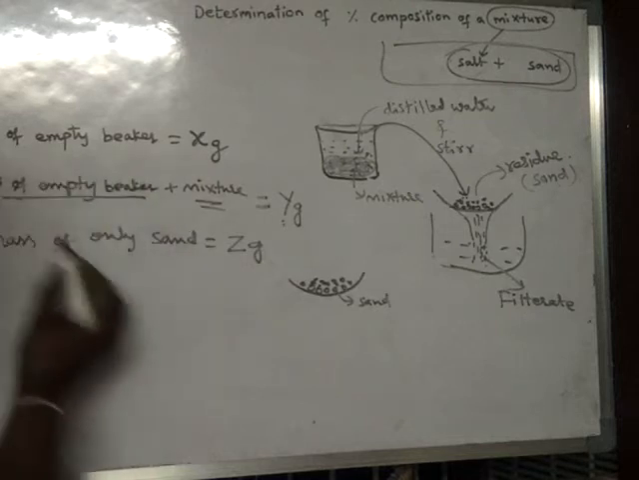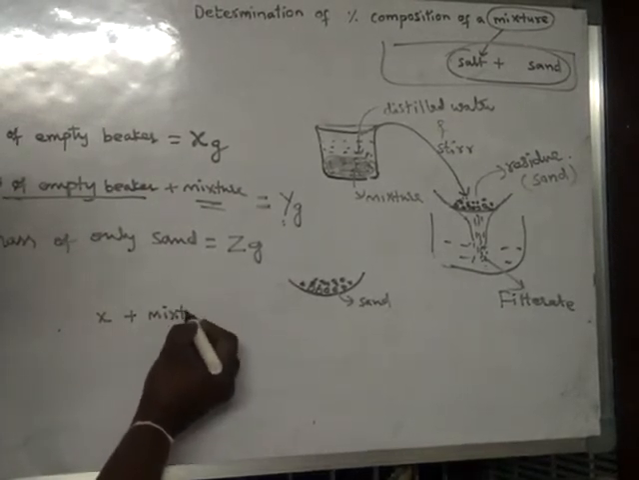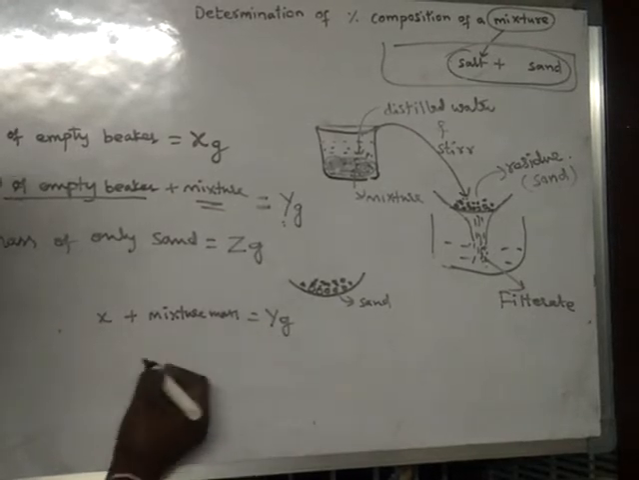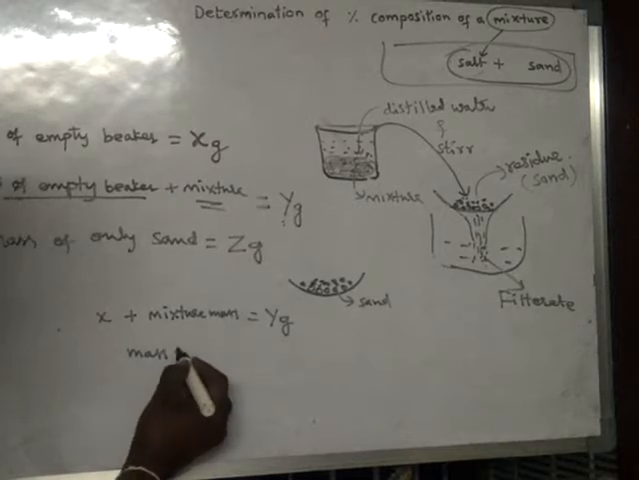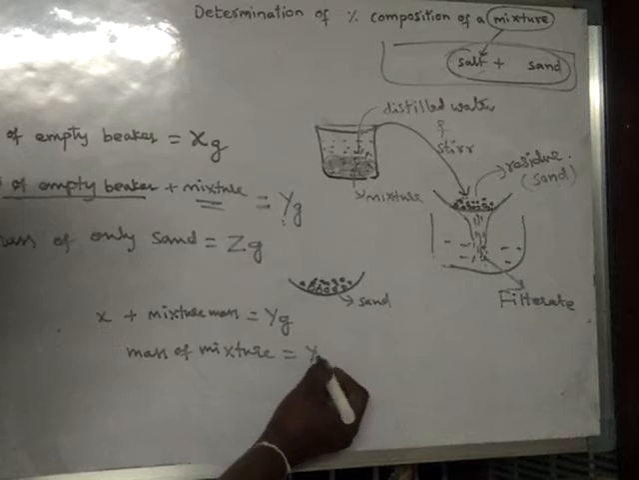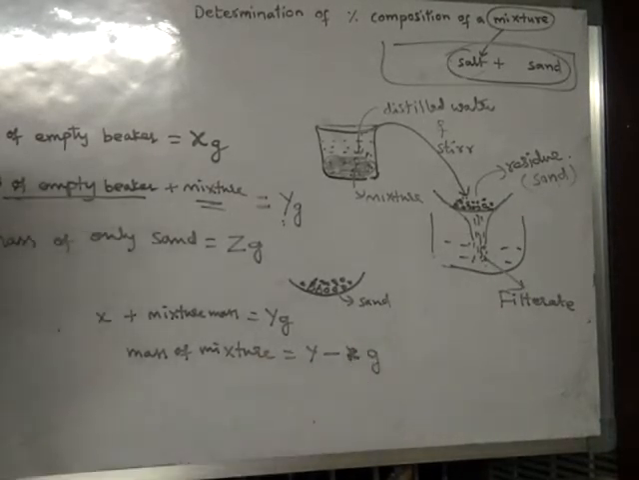So what is the mass of the empty beaker? X. Plus mixture mass, which we don't know. So the mixture mass is equal to Y grams. Therefore, the mass of mixture is equal to Y minus X grams. In this way we can find the mass of mixture, and the mass of the dry sand, the mass of sand only, is Z grams.